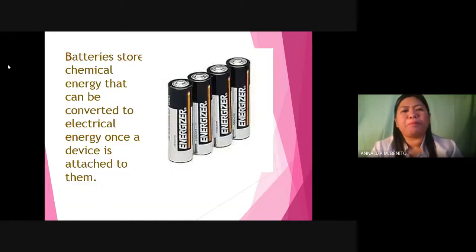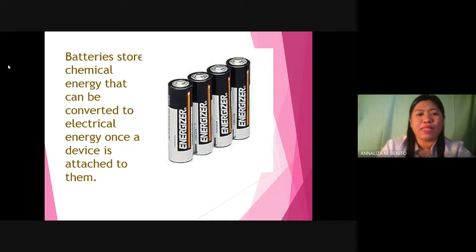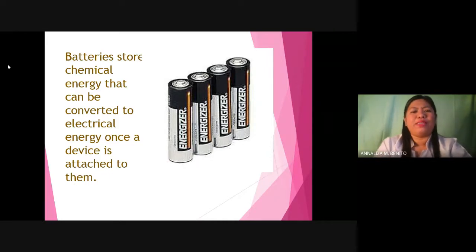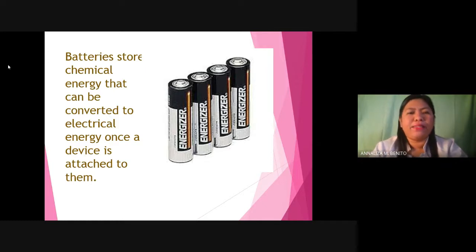Okay. Thank you, Francisco. So batteries store chemical energy that can be converted to electrical energy once a device is attached to the battery. Let's say, for example, at home, if there is a blackout, it is useful to use the batteries, but it is costly.